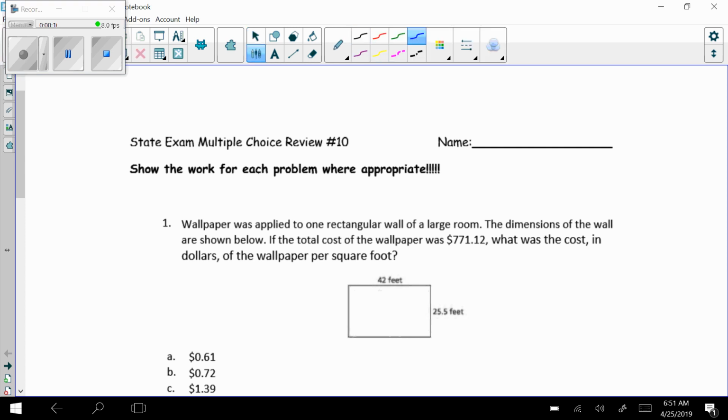Get the color up here. We'll stick with blue. Review number 10. And then just like review number 9, this is just going to be the hints. I'm not going to actually give you the answers. You're going to have to work for them a little bit.